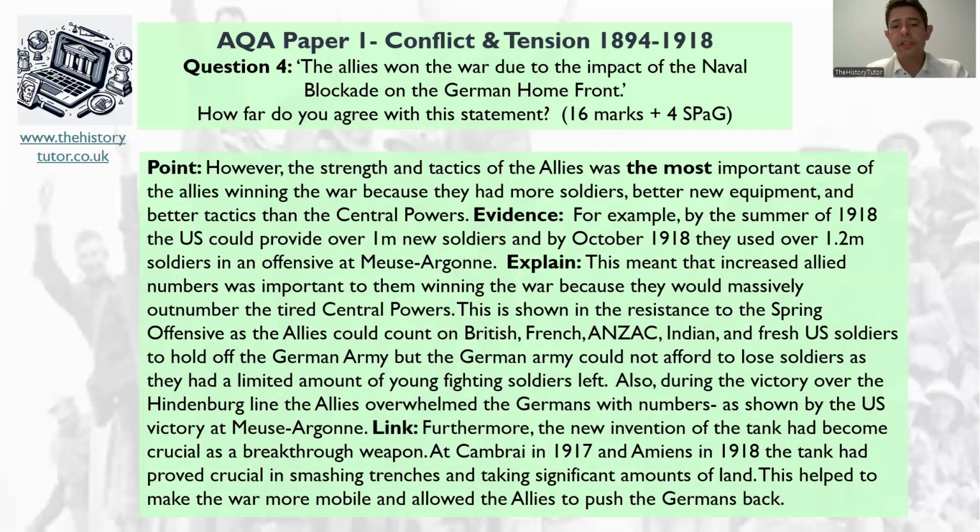The Allies could count on British, French, Anzac, Indian, and fresh US soldiers to hold off the German army. The German army could not afford to lose soldiers as they had a limited amount of young fighters left. Also, during the victory of the Hindenburg Line, the Allies overwhelmed the Germans with numbers, as shown by the US victory at Meuse-Argonne. Furthermore, the new invention of the tank. Now we're going into tanks. Obviously, they've got more industry, more ingenuity. The tanks help to open up the battlefield as well and explain to win.